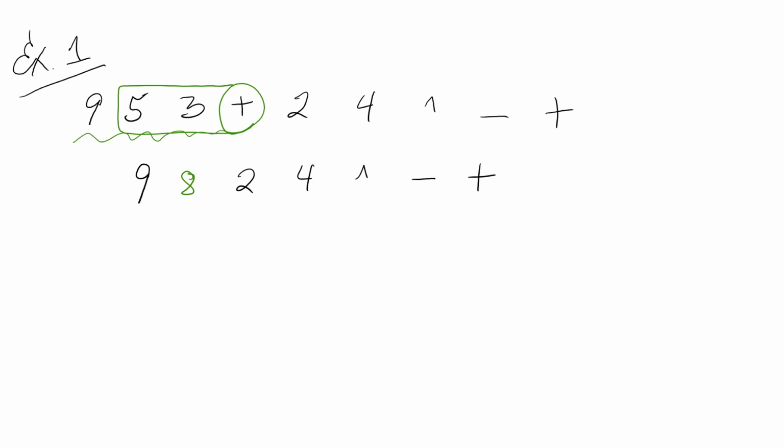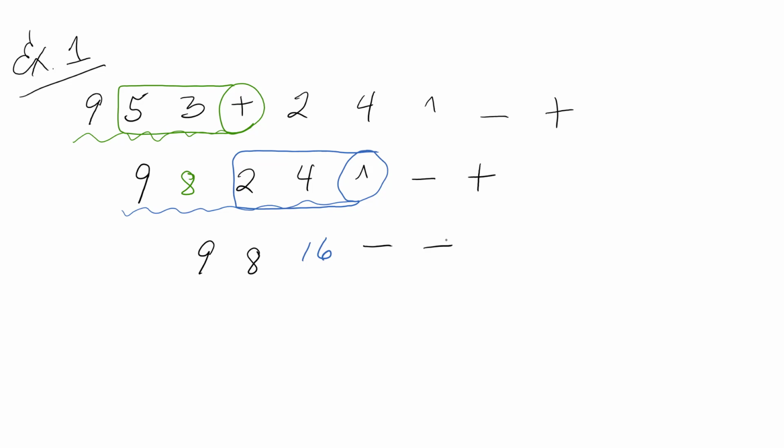All right, now I'm going to start again. Look, I've got this. I'm going to apply it to the two previous terms. So I have a 9 and an 8, and 2 to the 4 is 16. And then I have a minus, and then I have a plus. Now I'm going to do this again. Look, it's a minus. I'm going to apply it to the two previous numbers.